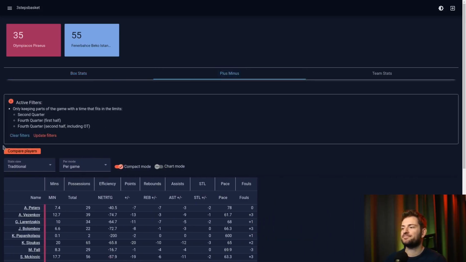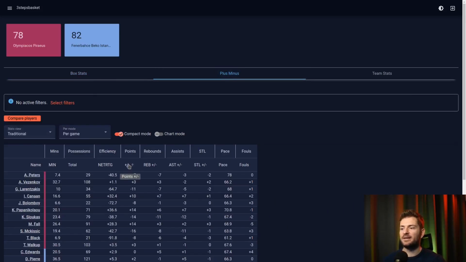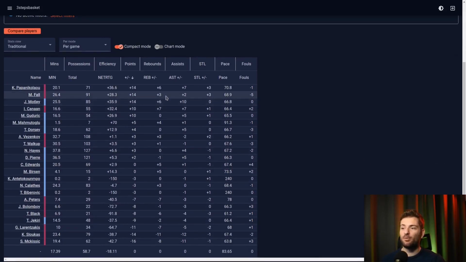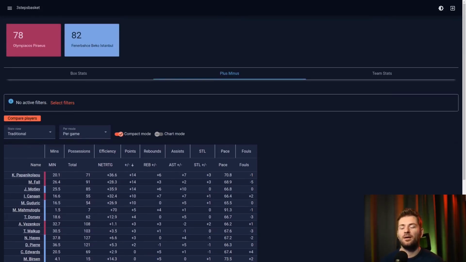Plus minus. Let's clear the filters and let's sort by plus minus points. Here we can see that some Olympiacos players are the best ones regarding plus minus and some other Olympiacos players are the worst. Does this make any sense? Of course it does, since we have already seen that Coach Bartzokas decided to use different lineups during different parts of the game. So whoever participated in the first and the third quarters, they get a pretty positive plus minus, and players who participated in the second and the fourth quarters, they get negative plus minus.